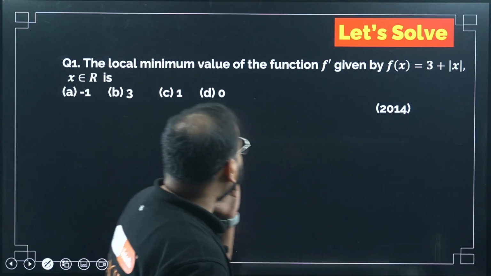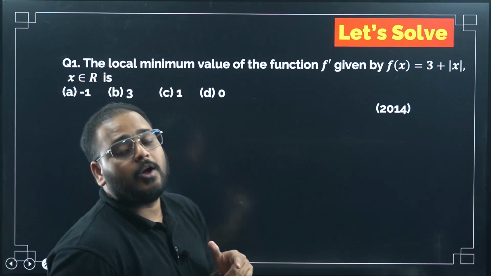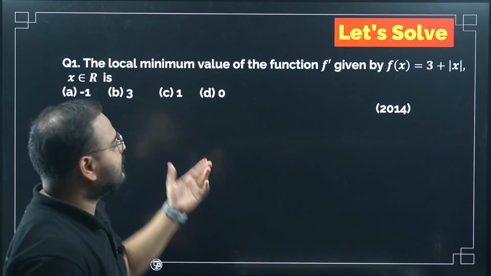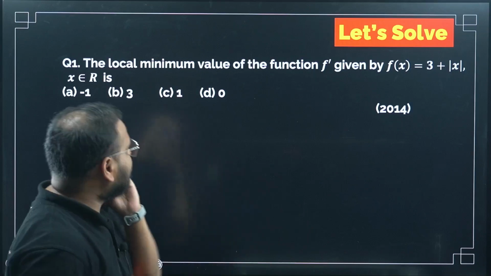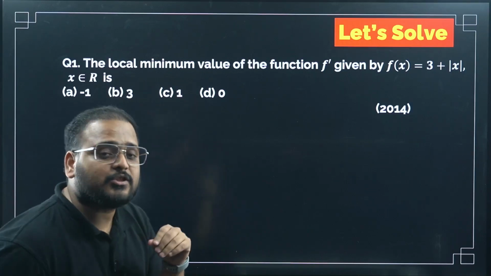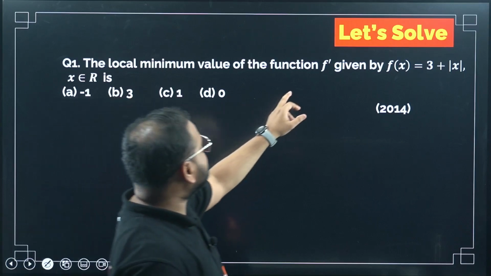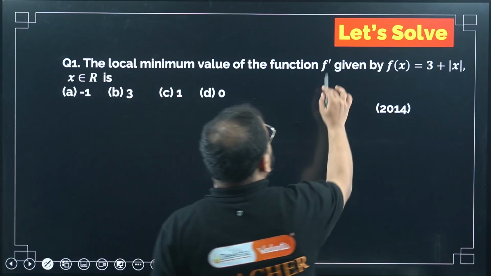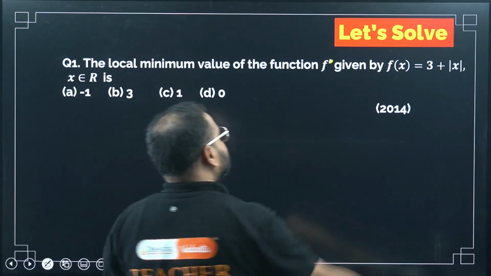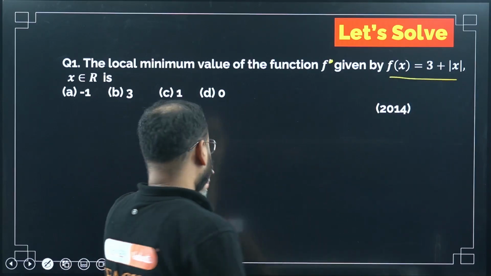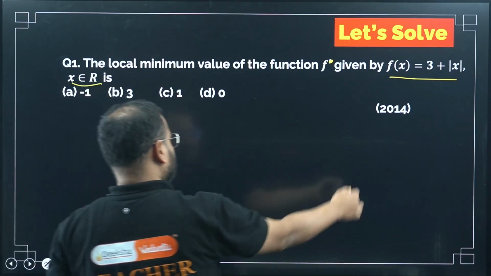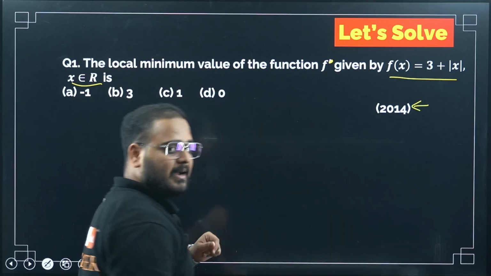Let's start with the first problem. One more thing: not every question in AOD requires differentiation. You'll see this. In the first question itself, we don't require differentiation to find this value. The question asks about the local minimum value of the function, so basically it's asking us to find the local minima for the function f, which is given by f(x) = 3 + |x|, where x belongs to all real numbers. This was asked in 2014, 10 years back.